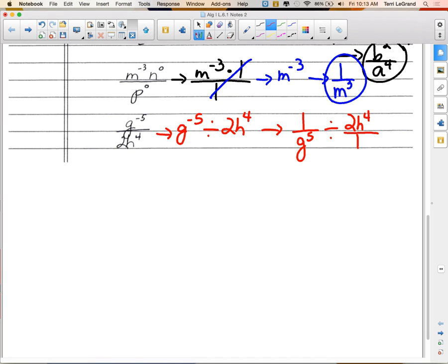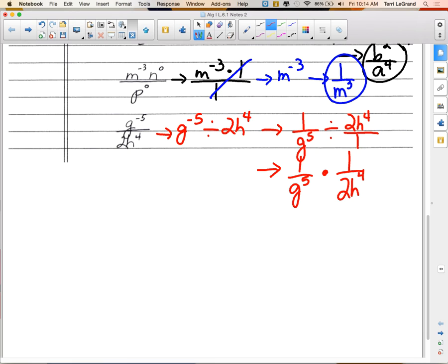Because now we will change the problem, instead of dividing, to being multiplied by the reciprocal. Does the first one change to its reciprocal? No, don't mess with that one. Times 1 over 2h to the what, Hayden? To the 4th power. Yeah, not h4.